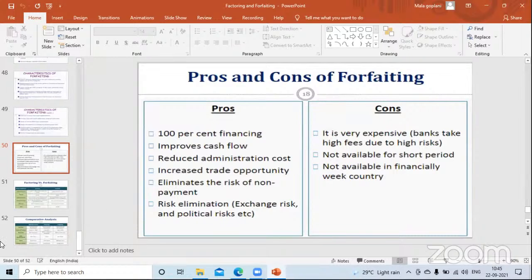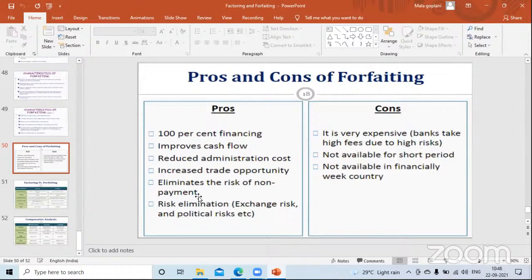So what are the pros? Let's see. 100% financing is given. It creates liquidity in the company and reduces administration cost. Why? Because I will not have to take the headache on my head. I will not be stressed because the forfeiter will be looking after that. It increases trade opportunities. Why? Because I've got the cash, so I can increase my sales.